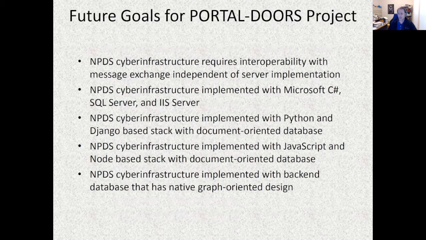The future goals of the project include the development of some parallel technology independent stacks. Our main development is most complete on the Microsoft C# stack, but we are hoping and planning. There have been some minimal prototypes that have not been well developed, but we are planning eventually to add a Python Django based stack as well as a JavaScript node based stack.